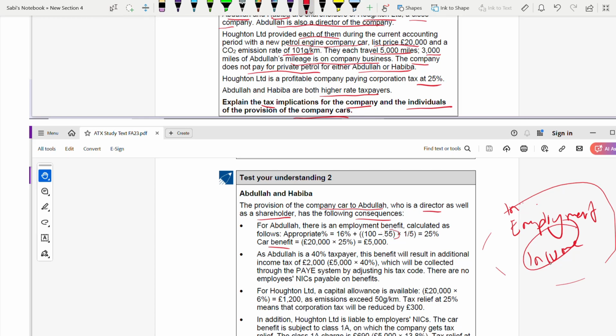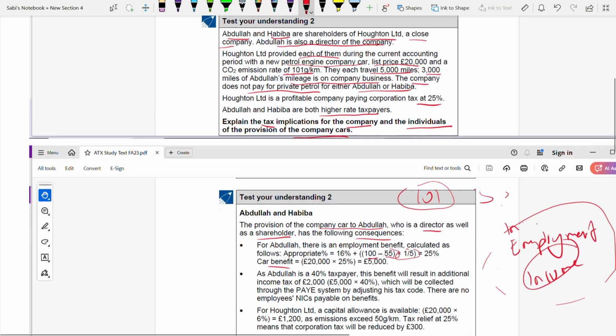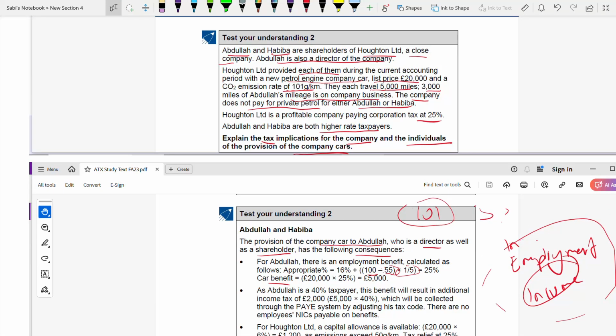Highest is 55. This is 101. You have to round it down to the nearest whole number, 100. So that's why it's 100 minus 55, because 55 was the highest according to that table. You have to go through that table and multiply by 1 divided by 5. Why 1 divided by 5? You have to divide it by 5. That's why it's 100 minus 55. Always each one has to be divided by 5. So divide by 5 or multiply by 1 over 5 is the same thing. Then always add 16%.